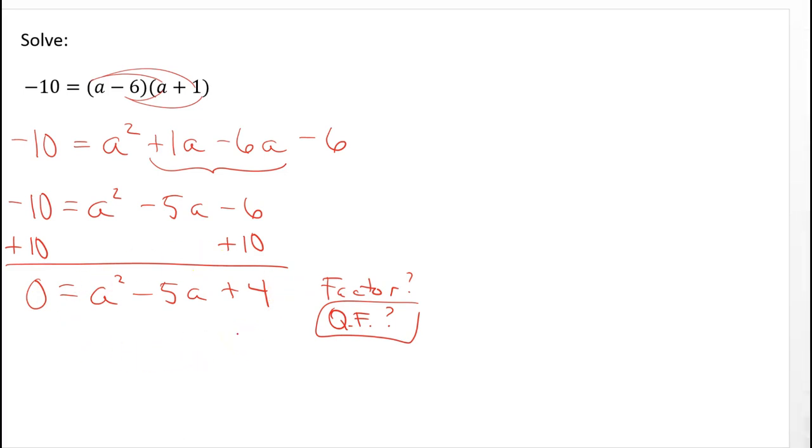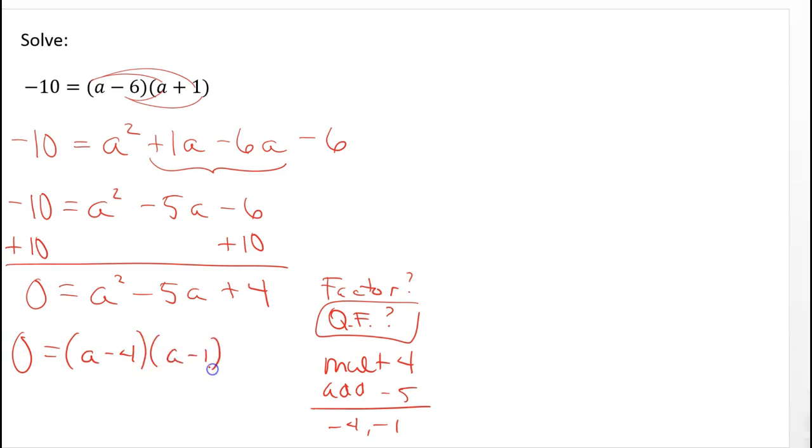Okay, factoring only works for quadratic equations that factor, but this does factor because we're trying to find numbers that multiply to be the constant, which is 4, but they also add to be the x coefficient, or in this case the a coefficient, which is negative 5, and numbers that do that are negative 4 and negative 1, right? So this does factor. How? That's going to be (a minus 4) times (a minus 1). How could you check yourself?